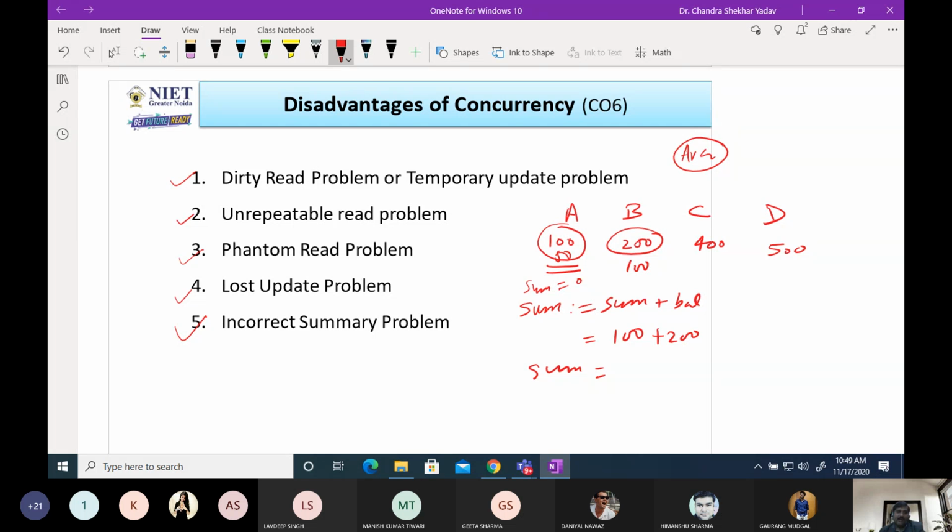Now we will write protocols, okay, to avoid these problems. Then only we can say that our data will always remain in a consistent state. I hope you all understood the concept of concurrency. In the next lecture, I will explain conflict serializable schedule. Okay.